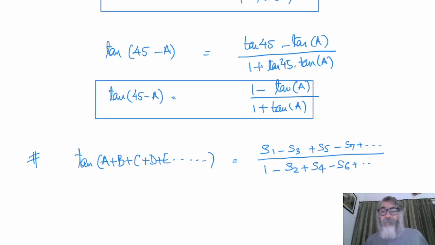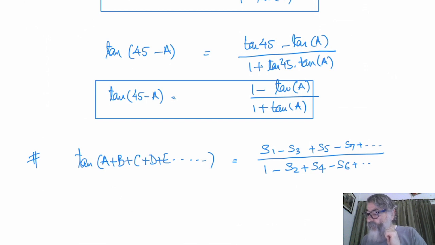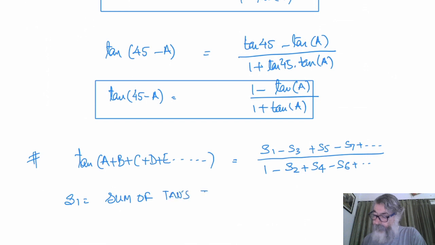Now I'll explain it to you. What does S1 mean, what does S2 mean, what does S3 mean, what does S4 mean. S1 is the sum of tans taken one at a time.